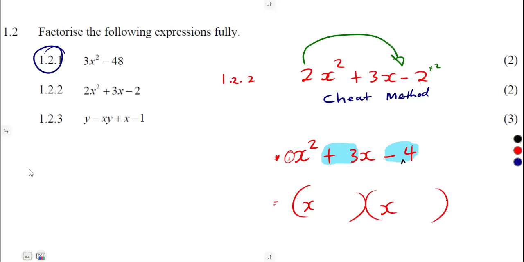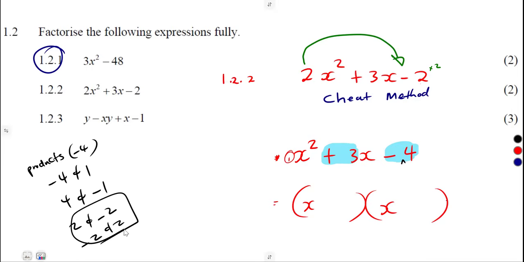So -4, all right, products or factors of what? Of -4. There is -4 and 1, 4 and -1. There are so many, 2 and -2, -2 and 2, of which this one, guys, is just one and the same thing. All right. So anyways, these are the products. But of these products, we need a condition where we add these products now to obtain +3. Which condition is going to give us that?